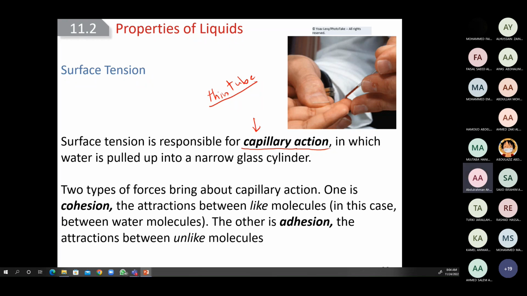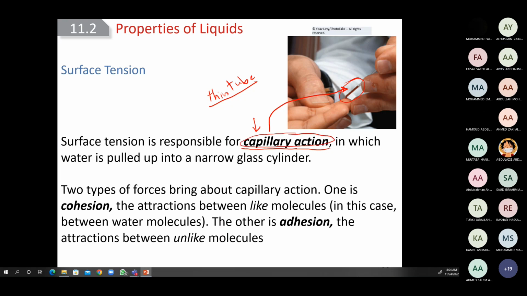What's the capillary action? Look at the picture. What's happening here? The blood is rising up. When the blood rises up like this, it is called capillary action. That's the meaning of capillary action. The blood is rising in the tube. Okay. What causes capillary action?